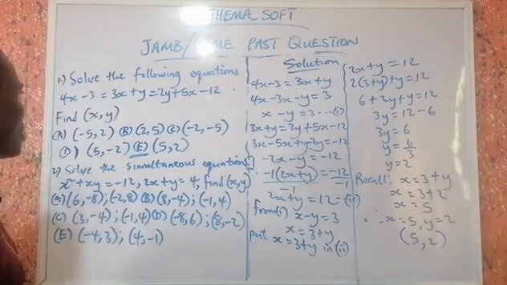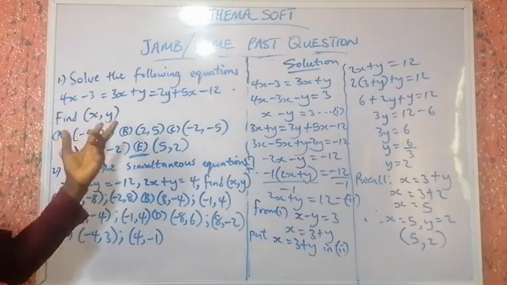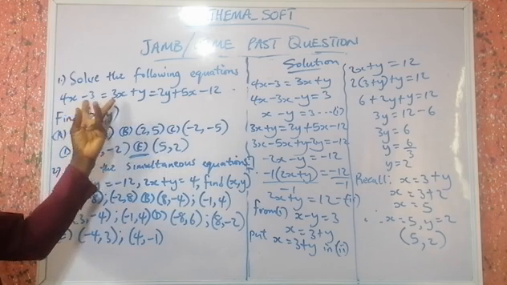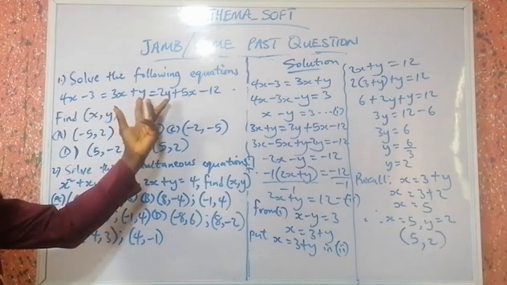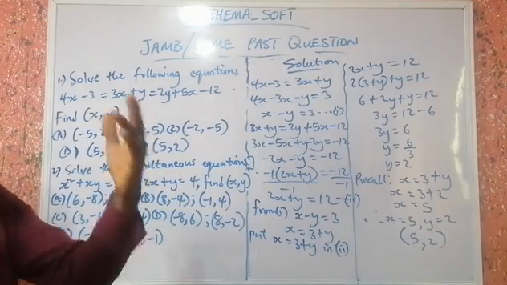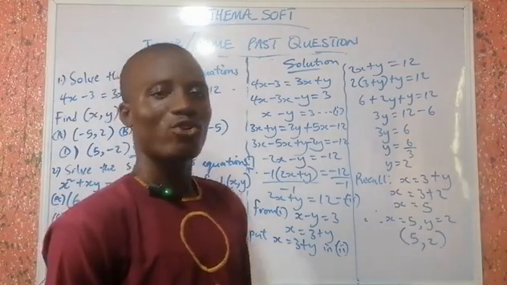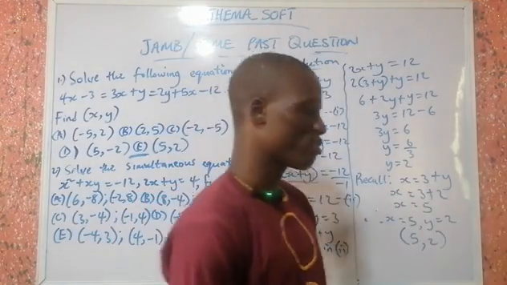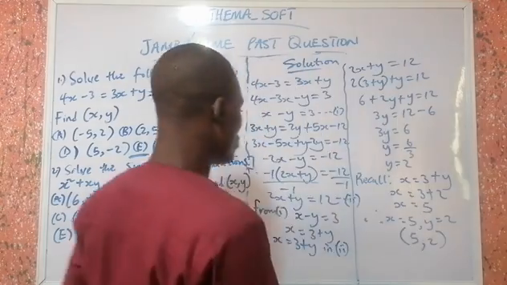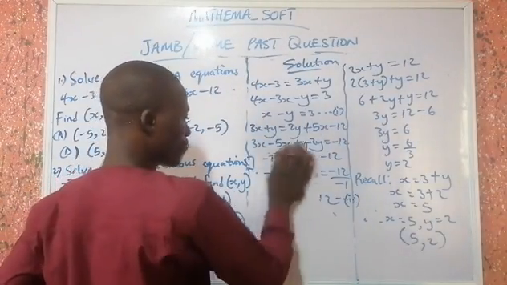So in this kind of equations, to make it easier for you, just take these two to generate an equation, and use this also to generate another equation. Then you solve it simultaneously to get the value of your x and y. I hope you understand that. So we move to question number 2.